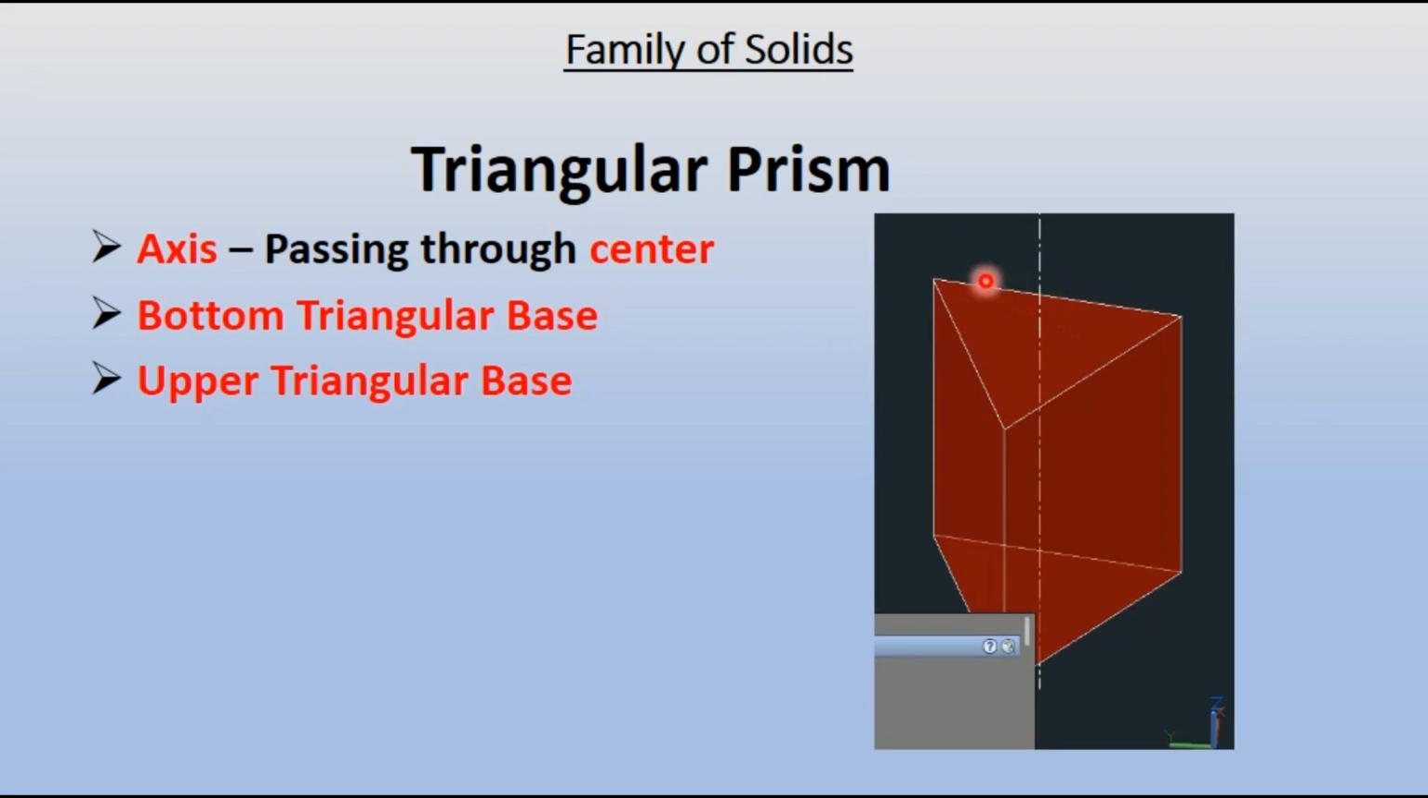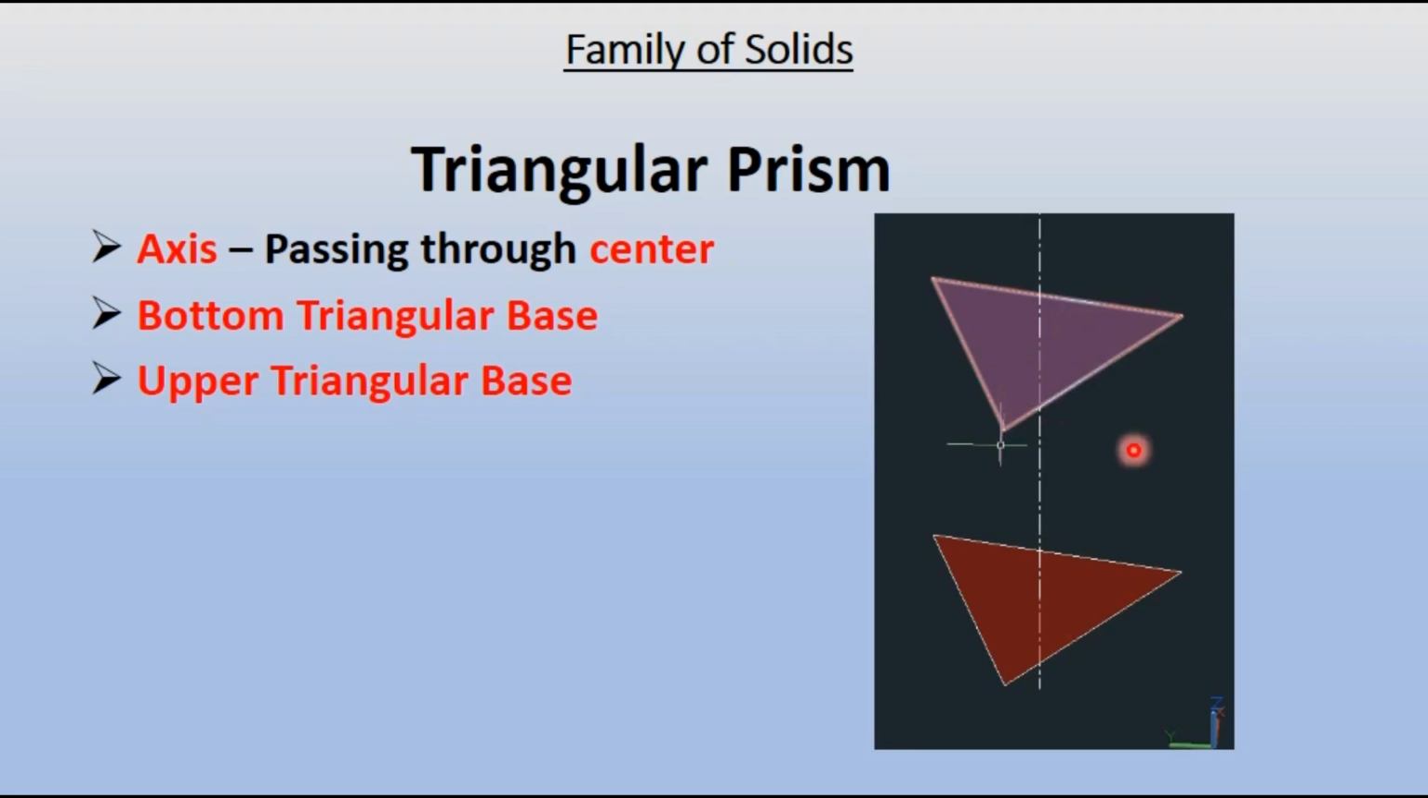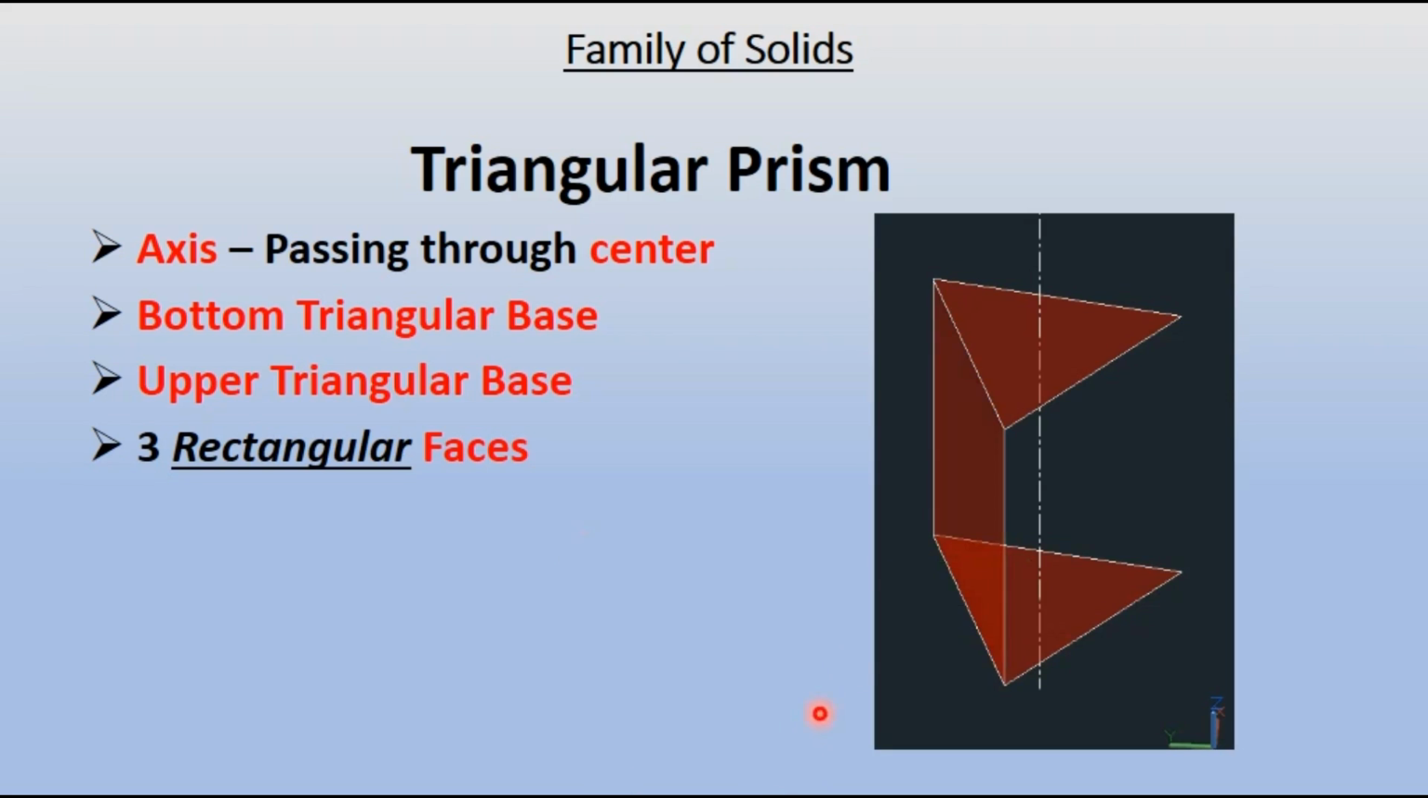A triangle in the top and a triangle in the bottom. So if I erase these faces, now you can easily visualize this. The top is triangular in shape, the bottom also. These are bases, upper base and bottom base. And one more important thing, this will have three rectangular faces. So a triangular prism will have three rectangular faces. I will show you now.